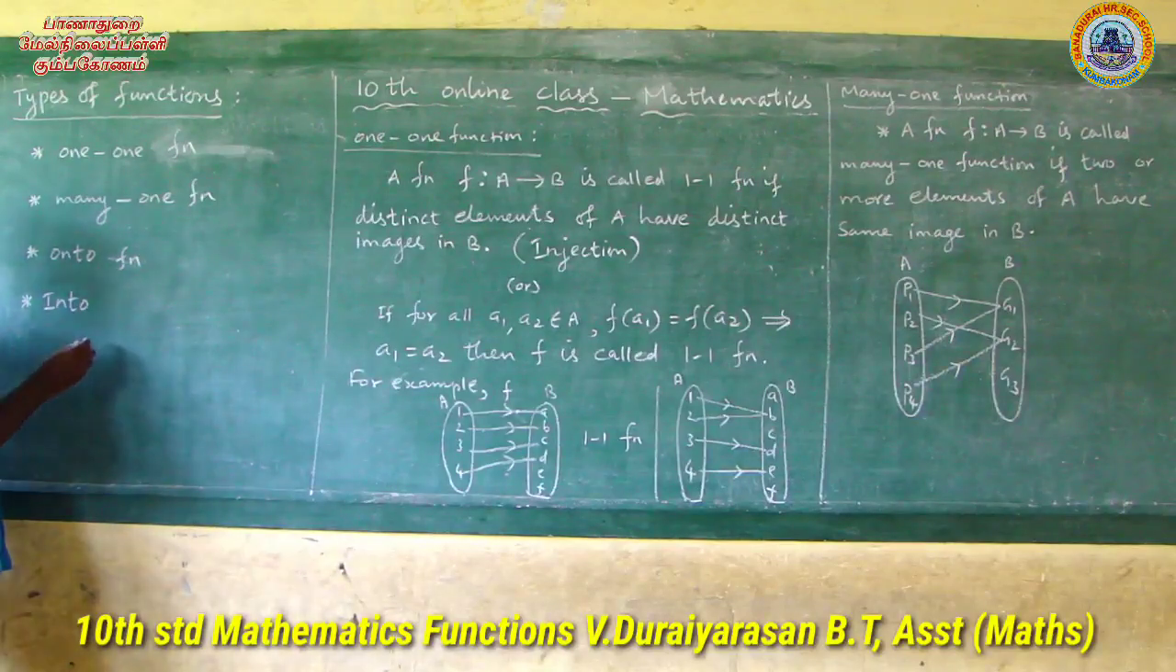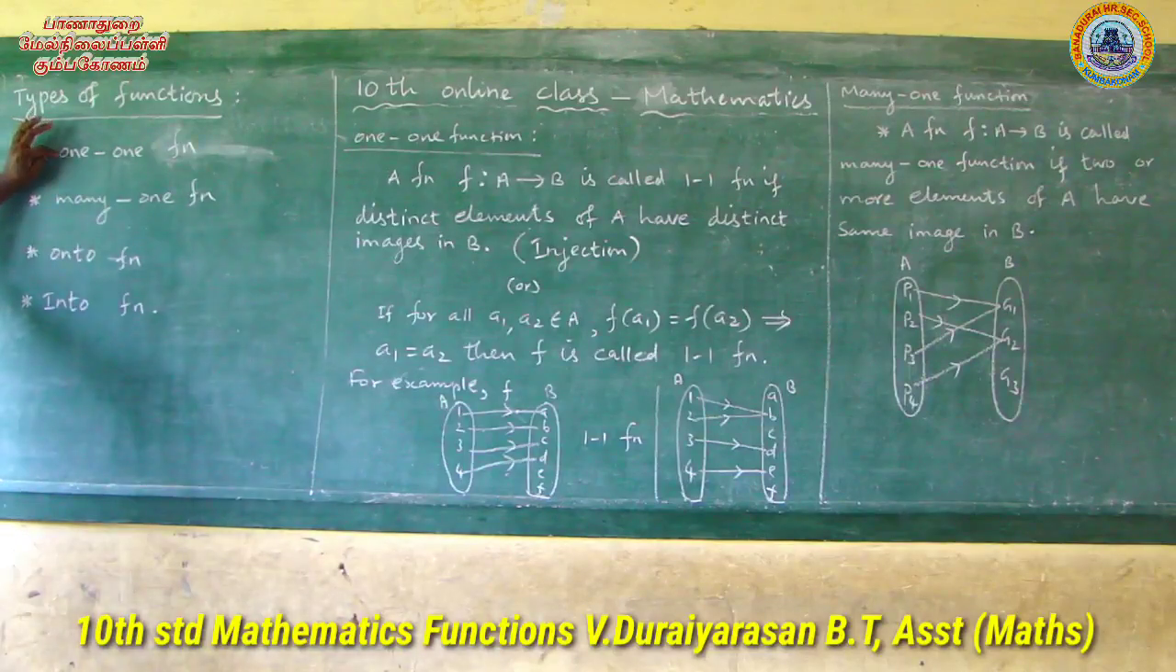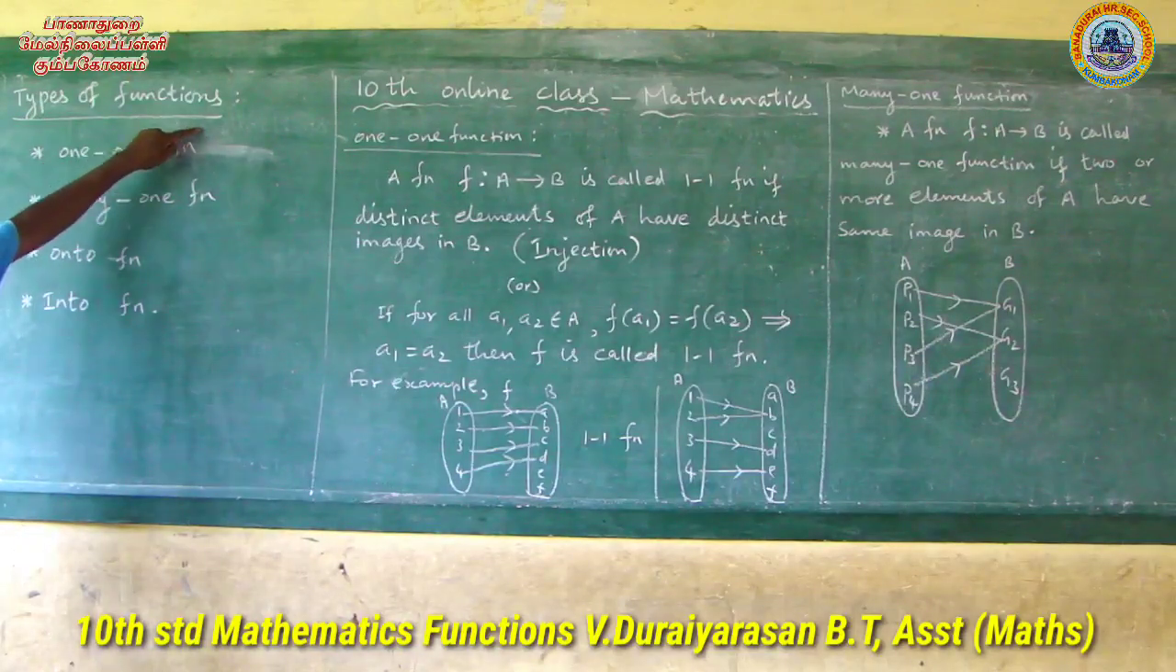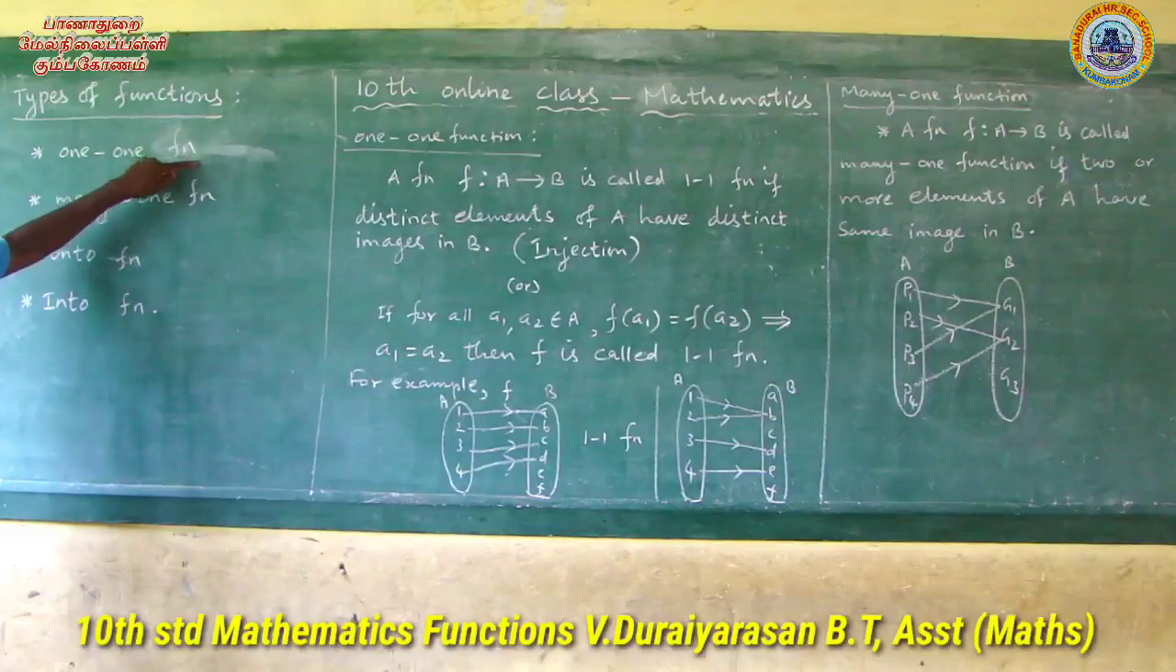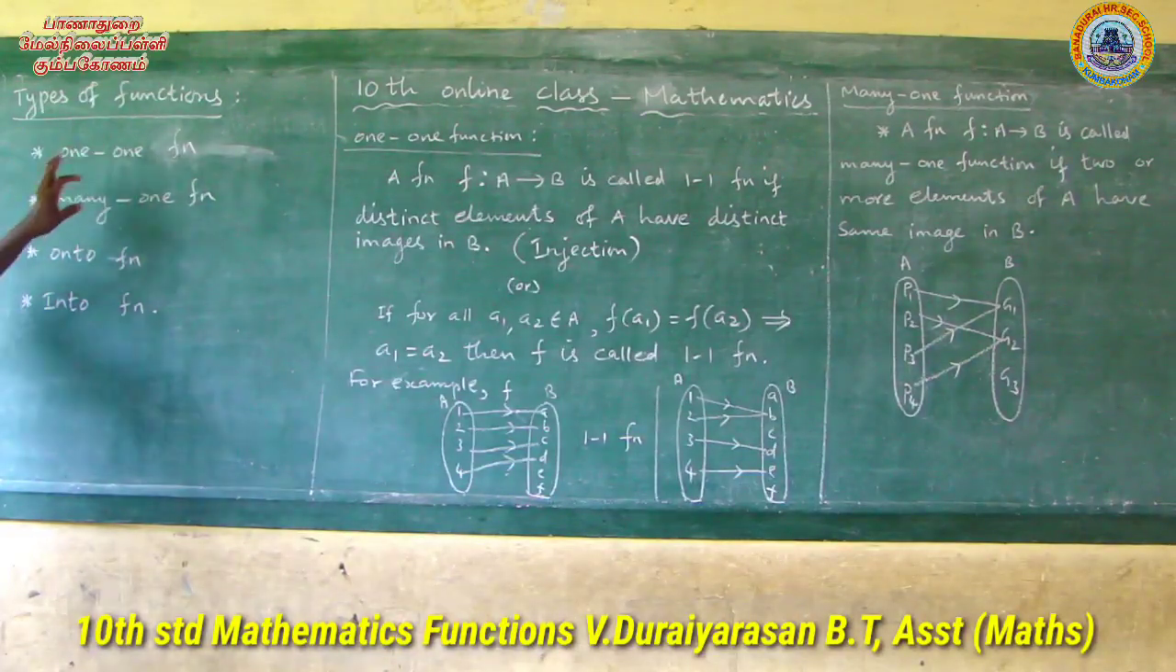Next, finally, into function. What are the types? One-to-one function. What is this Fn? A shorthand of function. The Fn is called function. So: one-to-one function, many-to-one function, onto function, into function.